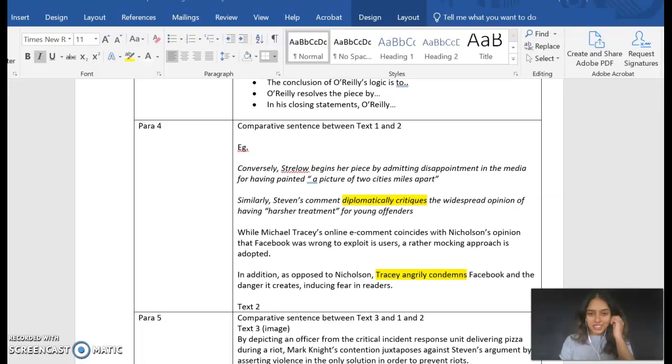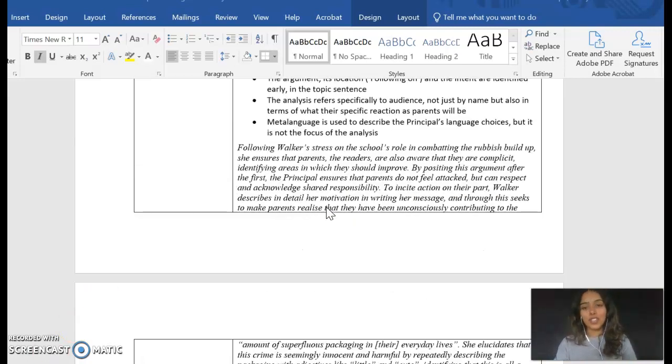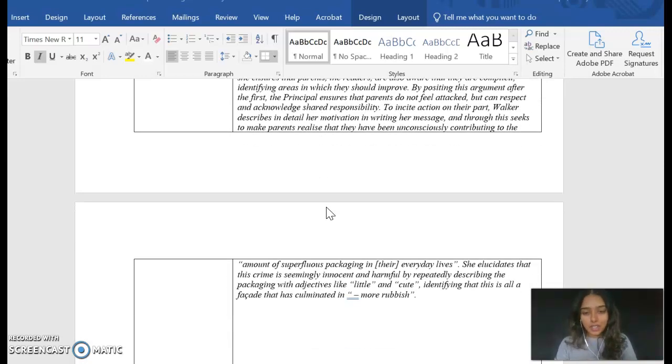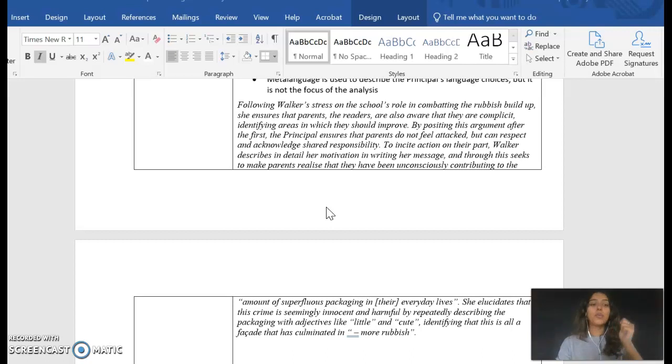Hey Year 12s, I'm just continuing to discuss the structure of your argument analysis. So we have talked about what goes in an introduction. We have talked about what goes in a body paragraph. Keywords being what is happening, what arguments or what language is being used, how is it persuasive, slash, and why is it persuasive?